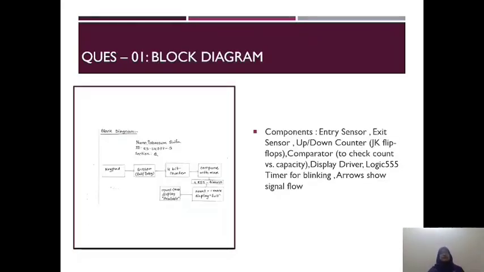In the first question, we have to show the block diagram. This is the block diagram of the system. The main components include entry and exit sensors to detect car movement, a JK flip-flop up-down counter to keep track of how many cars are inside, a comparator to check if the count has reached the maximum capacity, and display drivers, one showing full and another showing space available through a 555 timer.